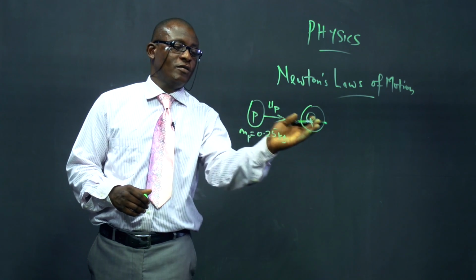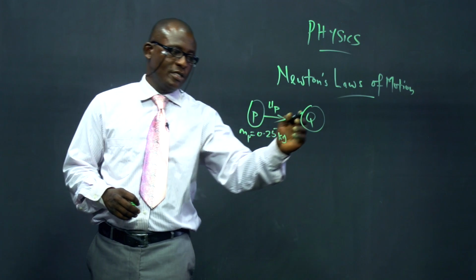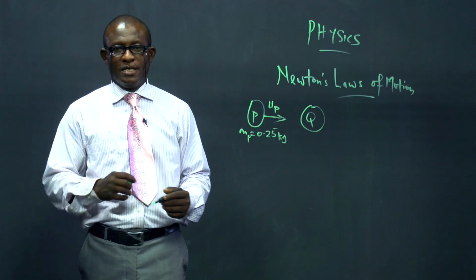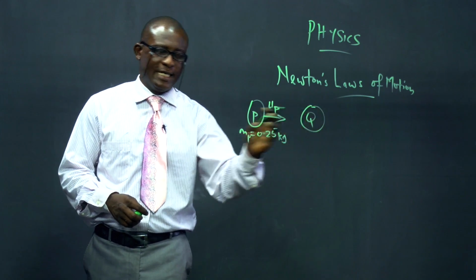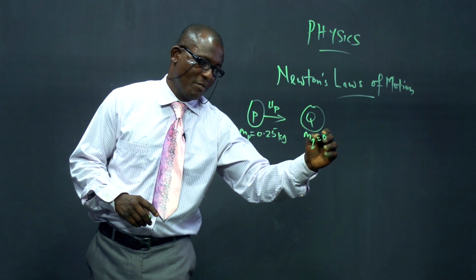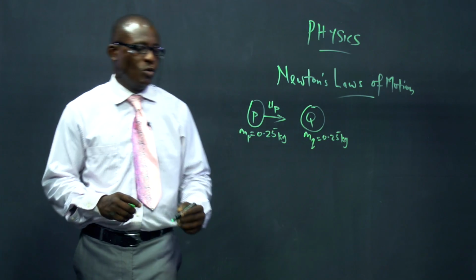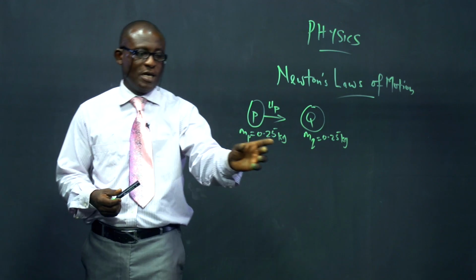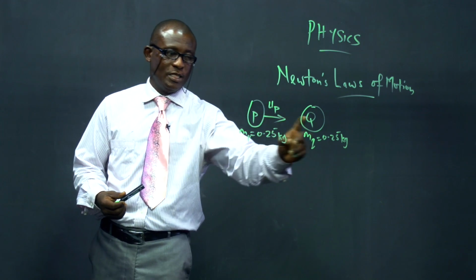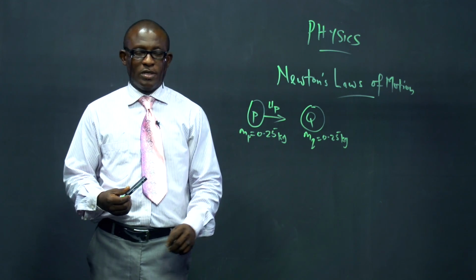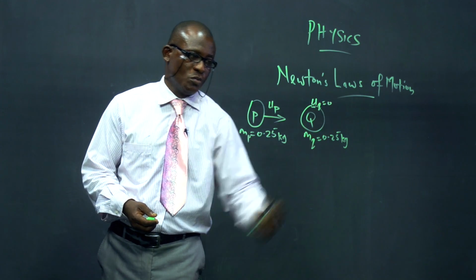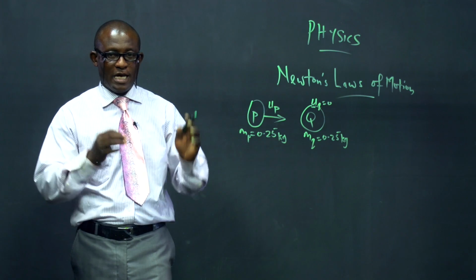Moving with velocity UP, colliding with a body Q. The question says an identical body Q at rest. That the body is identical, what is the meaning there? It means they have the same mass. So body Q also has a mass of 0.25 kg. So body P has a mass of 0.25 kg, moving with speed UP, colliding with a stationary body Q at rest. A body at rest does not have a speed. The speed of Q is 0 because body Q is at rest.